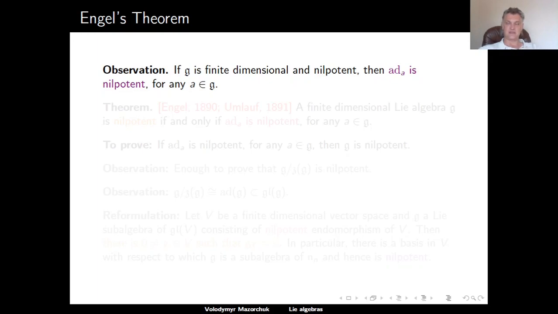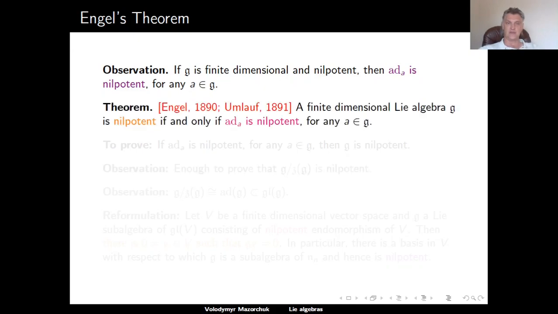So this means that some power of this operator is the zero endomorphism of G. This can be rewritten in the way that the consecutive bracketing of A with itself many times and then with some element in G is 0, which follows from the alternative description of nilpotent Lie algebra. Quite surprisingly, the converse is also true. This is the statement of Engel's theorem.